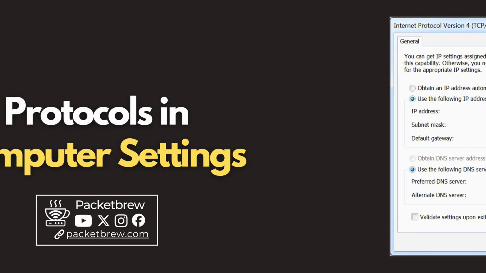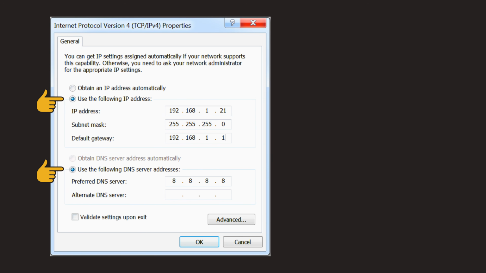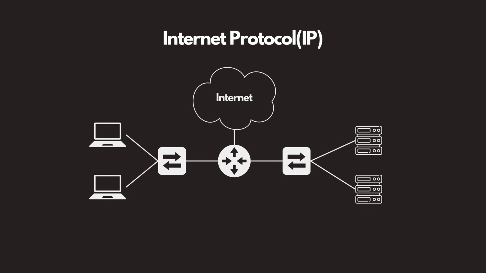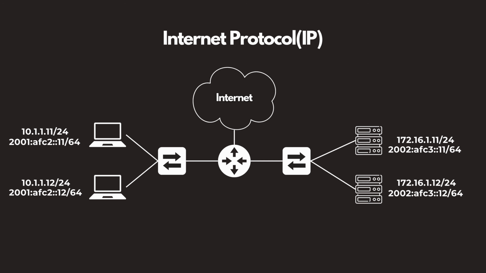Your basic network settings start with IP, DNS, and NTP. IP, or Internet Protocol, enables identifying devices and routing data across networks to their destination. It assigns a unique IP address to each device, allowing them to communicate. IP addresses can be IPv4 or IPv6.